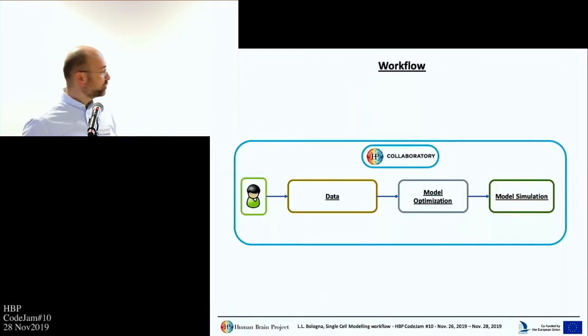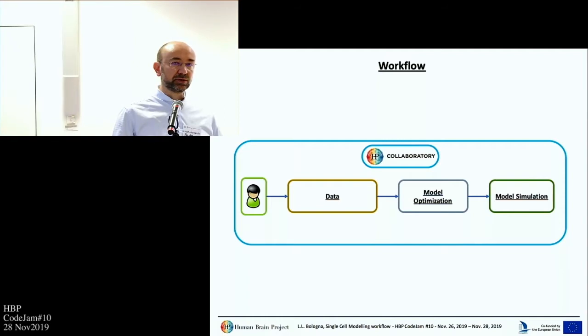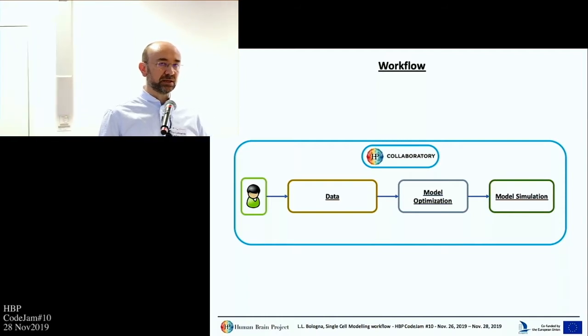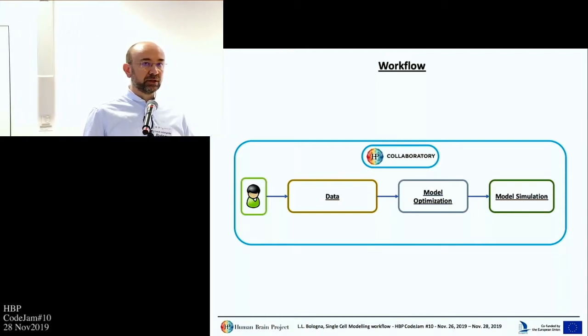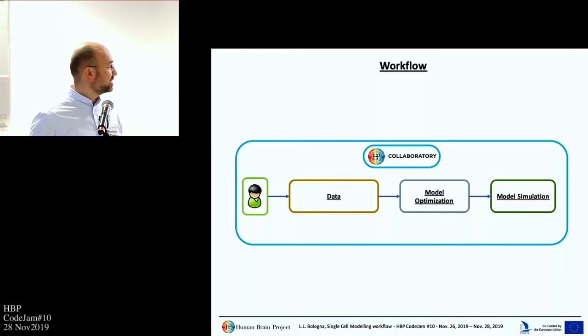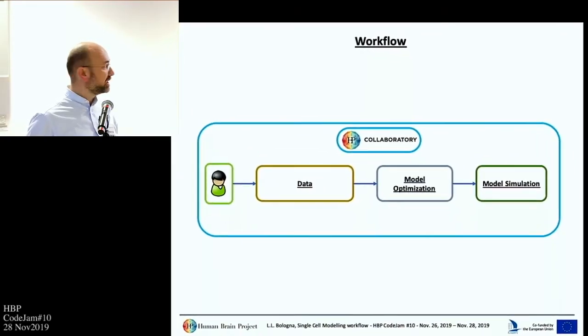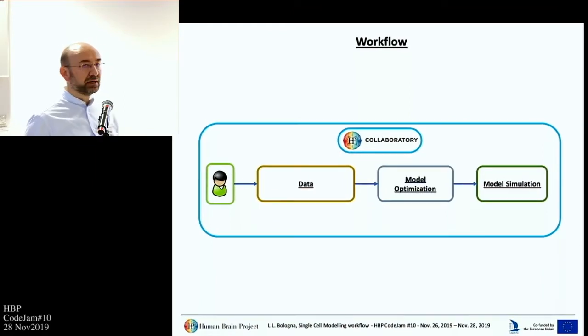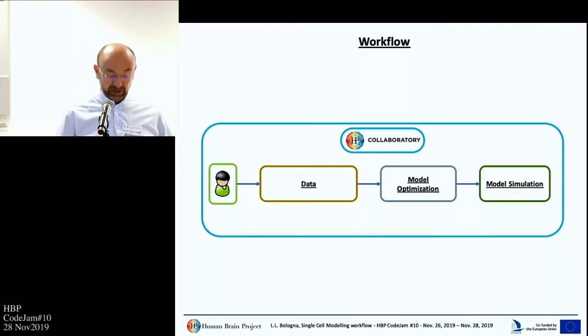So the general principle is very simple. We have a user that is working in the collaboratory, and this user wants to optimize a neuron model of a single cell starting from the data. So against this data, he wants to optimize the parameters of the model, and then finally he wants to run the simulation of the model itself.